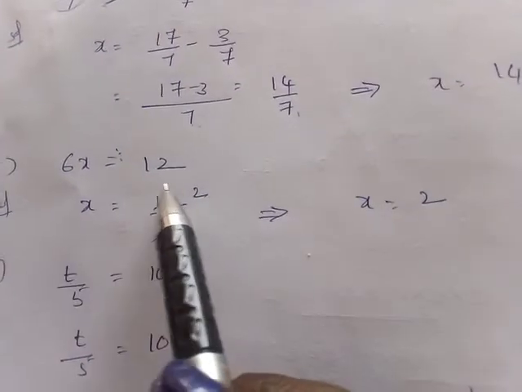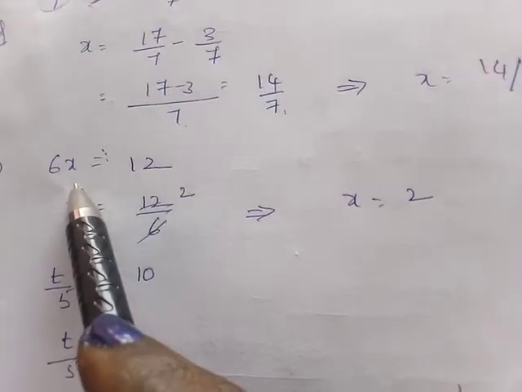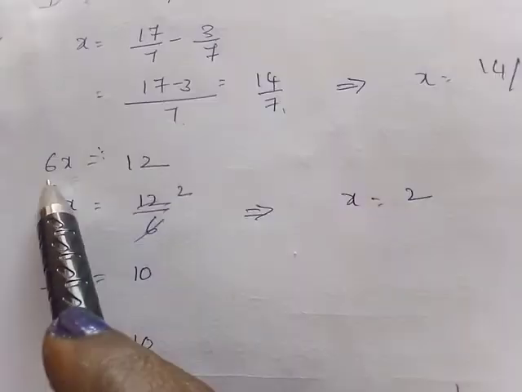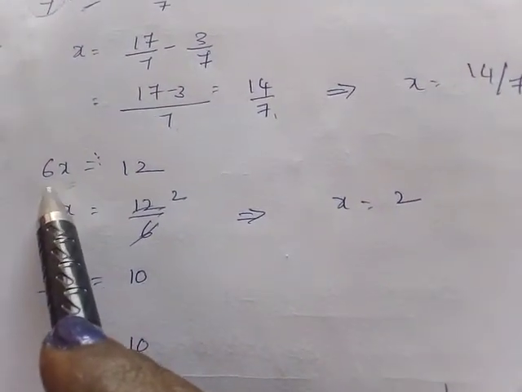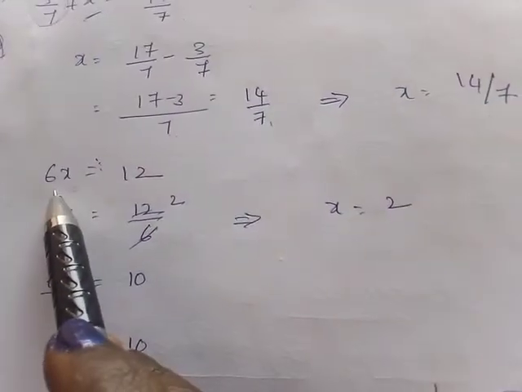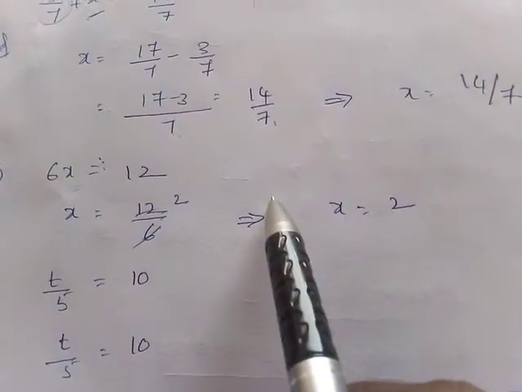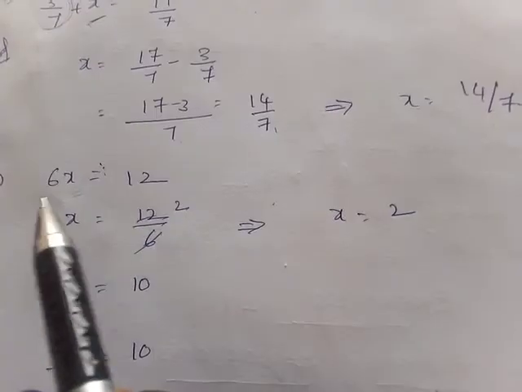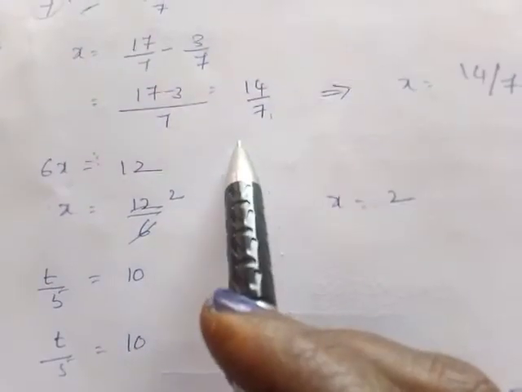Next one, 6x is equal to 12. We need the value of x only. So no need of the 6 here. Now what is this 6 doing? It is multiplying x here. When it is multiplying and it comes to the other side of the equal sign, it divides. If it divides here, when it goes to that side, it multiplies.